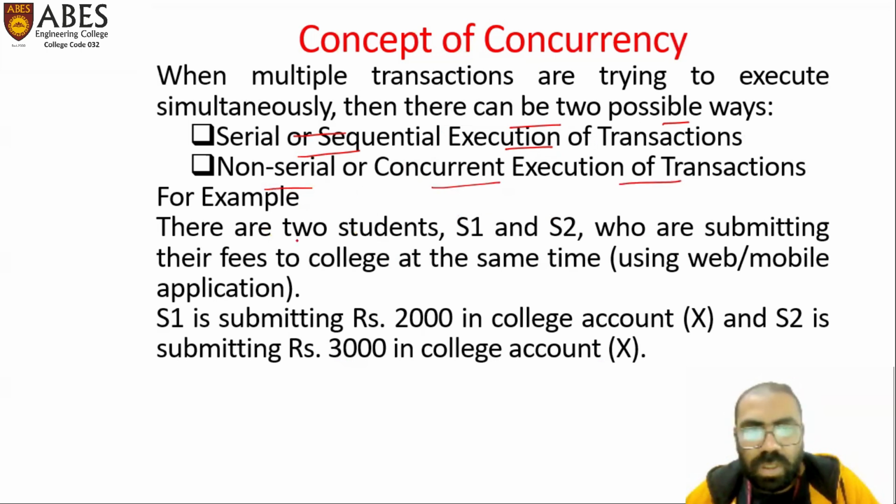Now how? Let us take an example. There are two students, S1 and S2, who are submitting their fees to the college at the same time. We have taken this example using a web or mobile application. S1 is submitting rupees 2,000 to the college and S2 is submitting rupees 3,000 to the college.